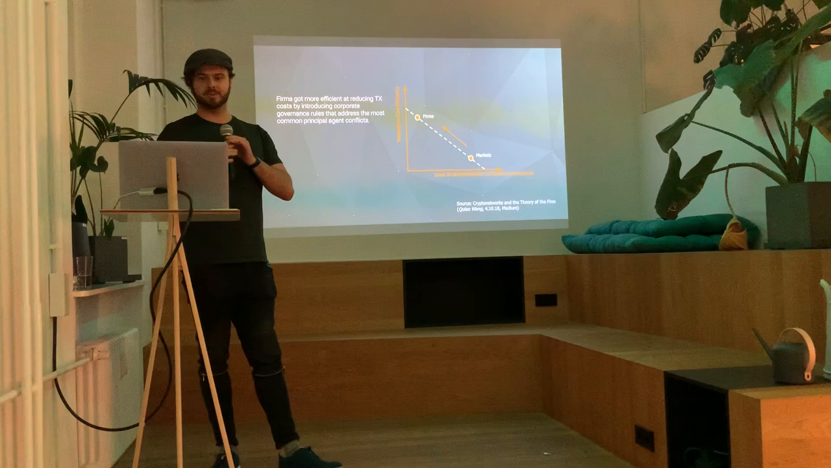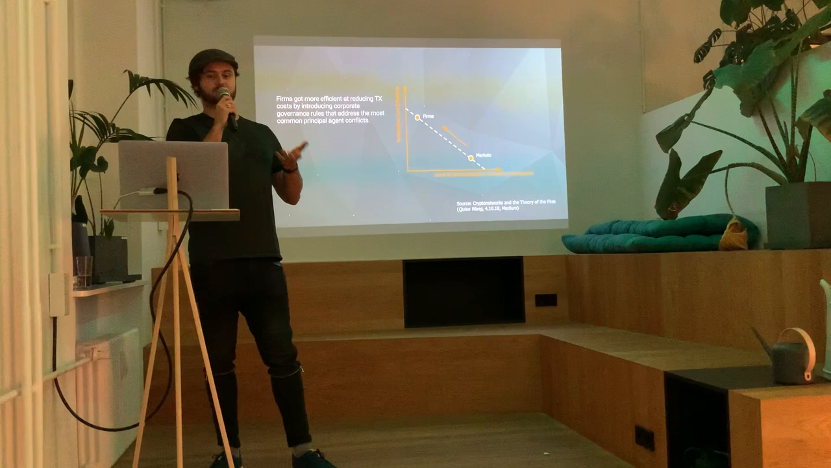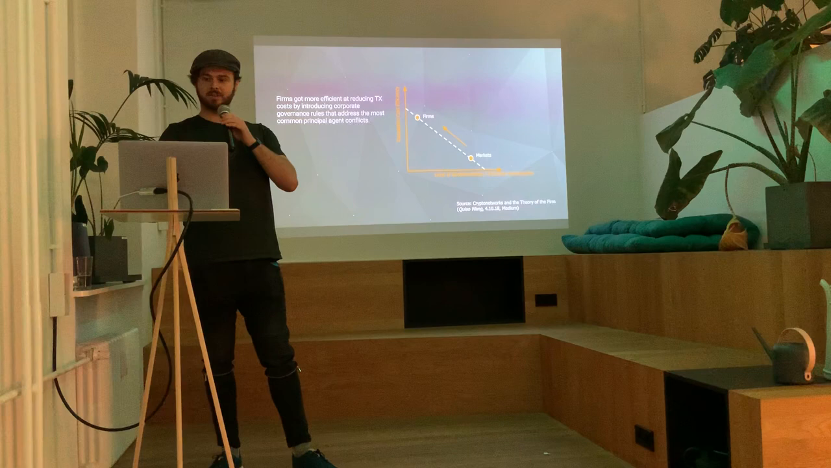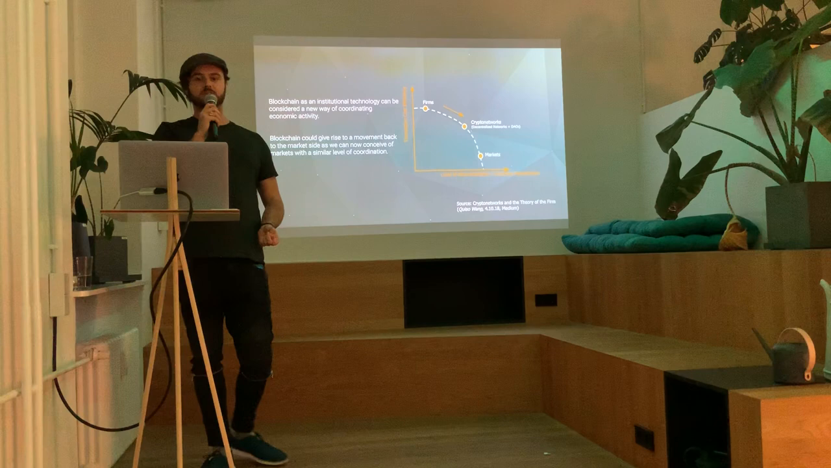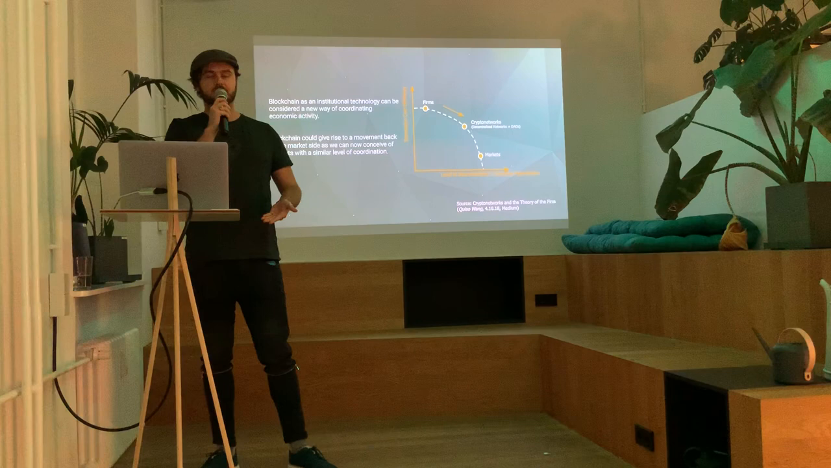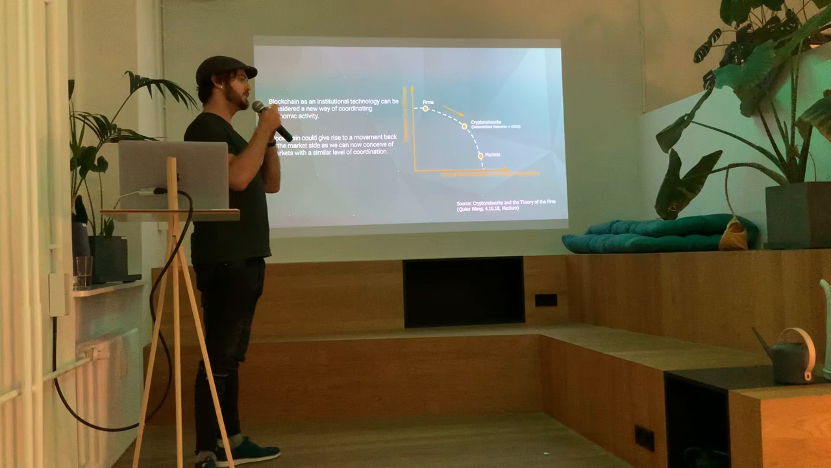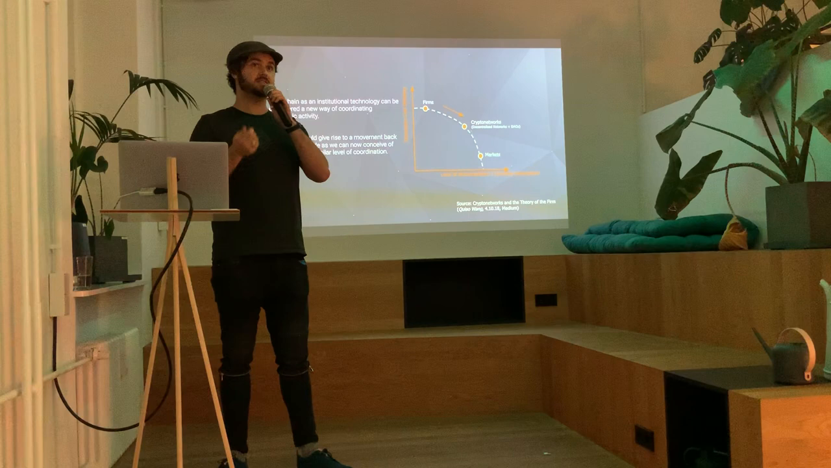So going back to transaction costs, firms get more efficient at reducing transaction costs because they introduce these rules, these contracts, and they address the most common conflicts that we tend to have. What we think blockchain can do is perhaps move that in the other direction. Perhaps we can structure contracts differently with smart contracts that will move us back to markets and away from firms. So we could conceive of a market that has a similar level of coordination as these nexuses of contracts firms do today.